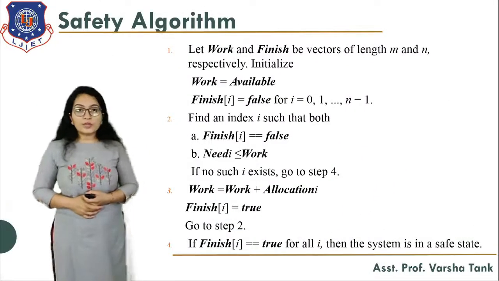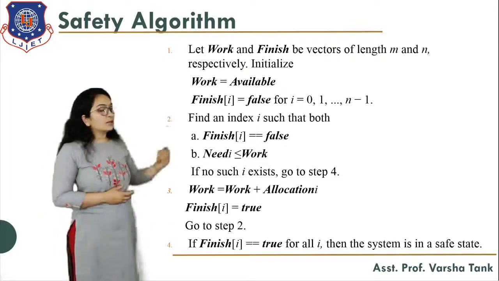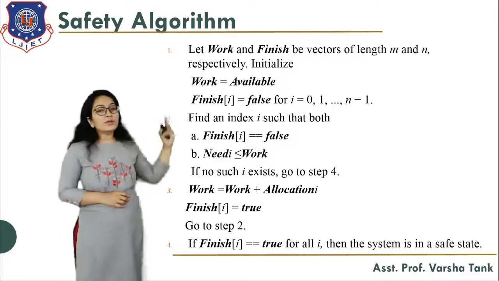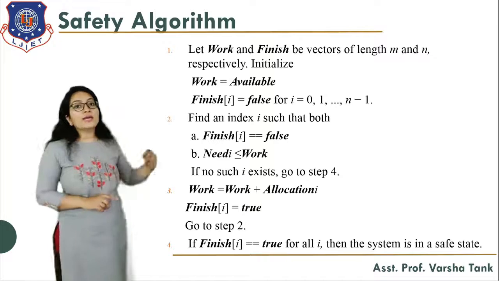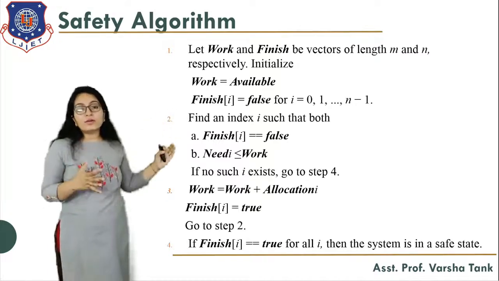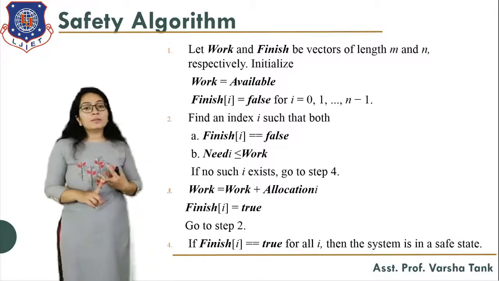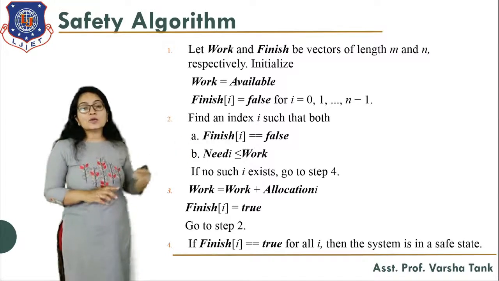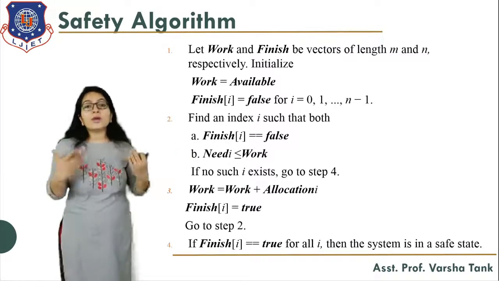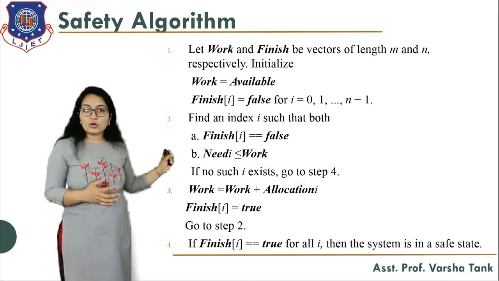Now this is the safety algorithm. These are the steps for the safety algorithm. Start with the first step. Here we have two vectors, work and finish. What values are we storing in work and finish? Work is equal to available resources, so the total available resources will be stored in work. Then finish of I is equal to false, which means right now no process has completed its task.